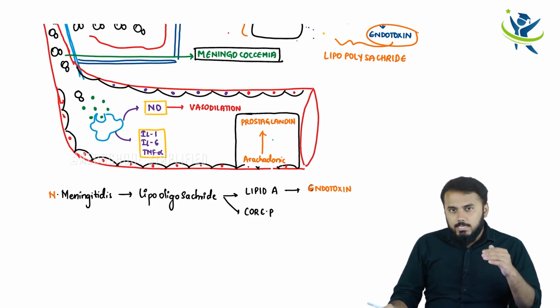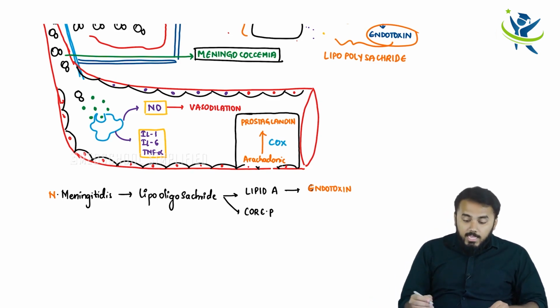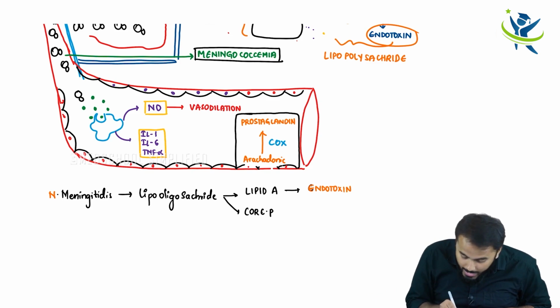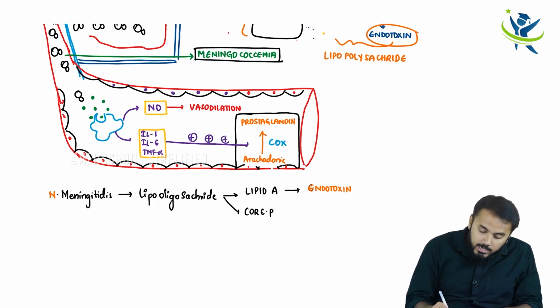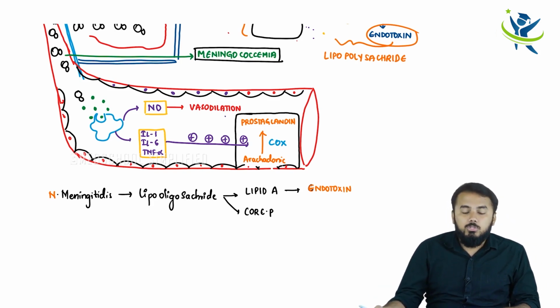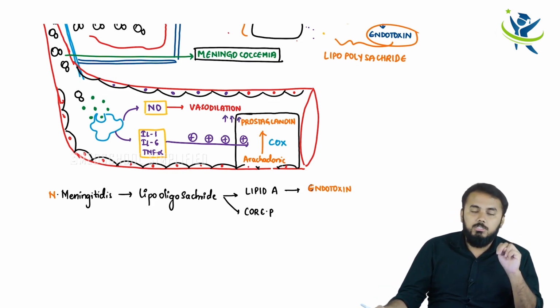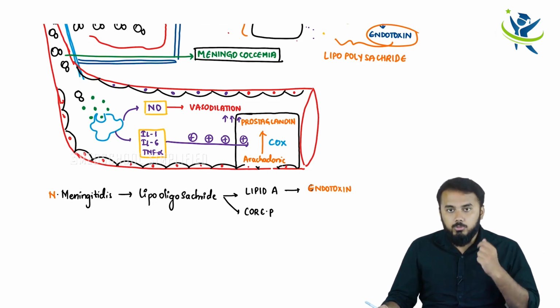So now interleukin 1, interleukin 6 and TNF alpha, what are they going to do? They directly go and activate your COX enzyme. When they stimulate your COX enzyme, the levels of prostaglandin are increased. So what is the function of prostaglandin? Prostaglandin performs two functions. One is hypotension, another one is fever.